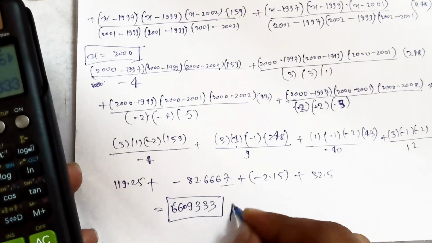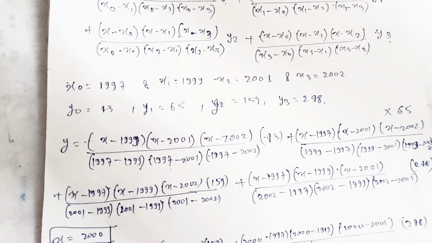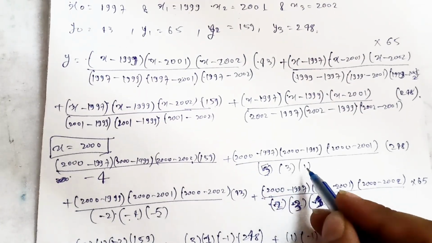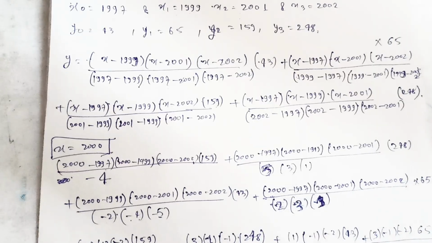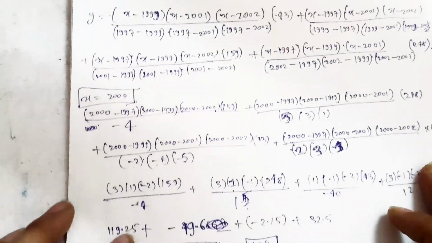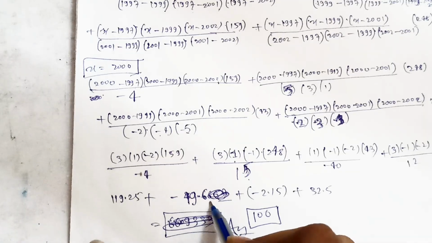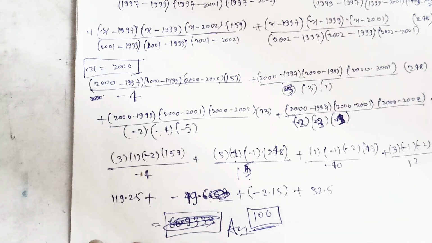That will be our answer for the given equation. Actually, there was a little bit of a mistake. Here it was 5, 3 and 1, so this will be 15 here. So we have included 15. Then this will be minus 49.6, and our next answer will be 100 here.